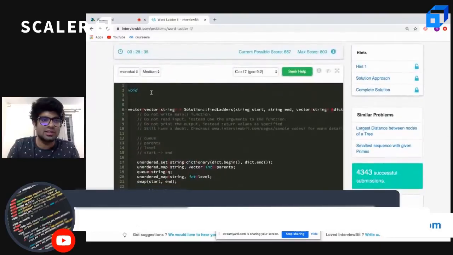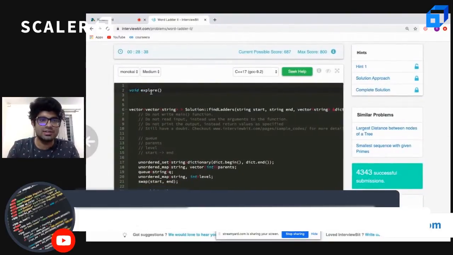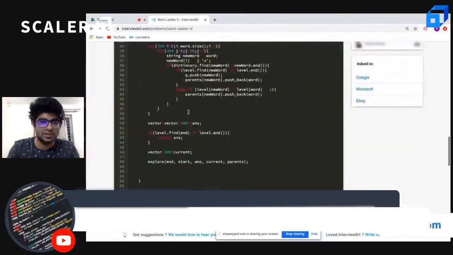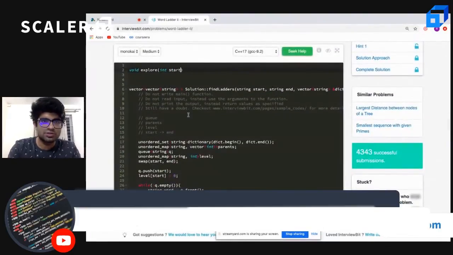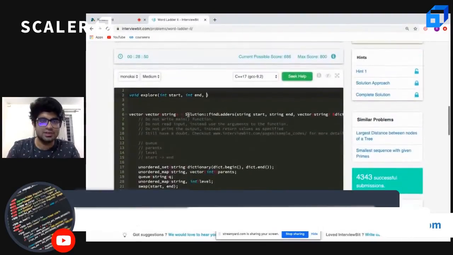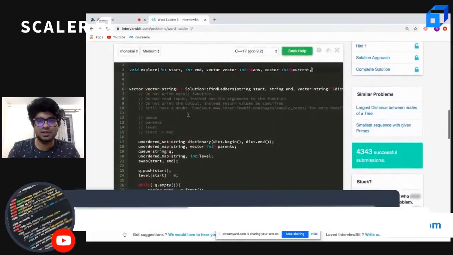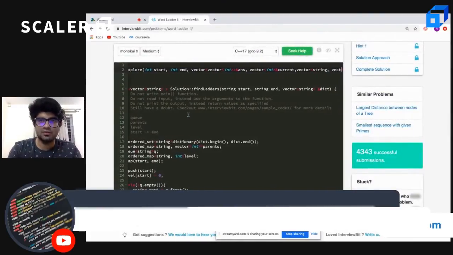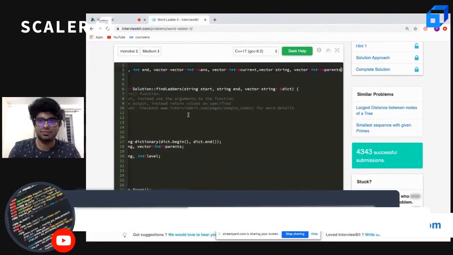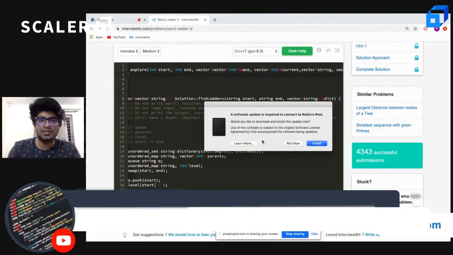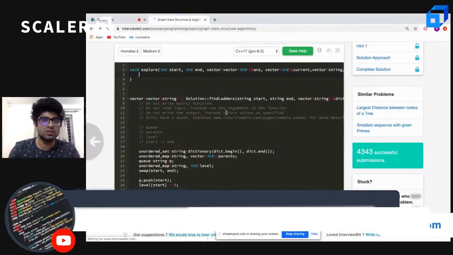So let's create a function explore. As I told you, in this function I need start, I need end, I need answer as well. It will be something like this. I need my current as well as the parents. This parent is basically a map of string to vector of strings. Fine. Now let's try to solve this function.